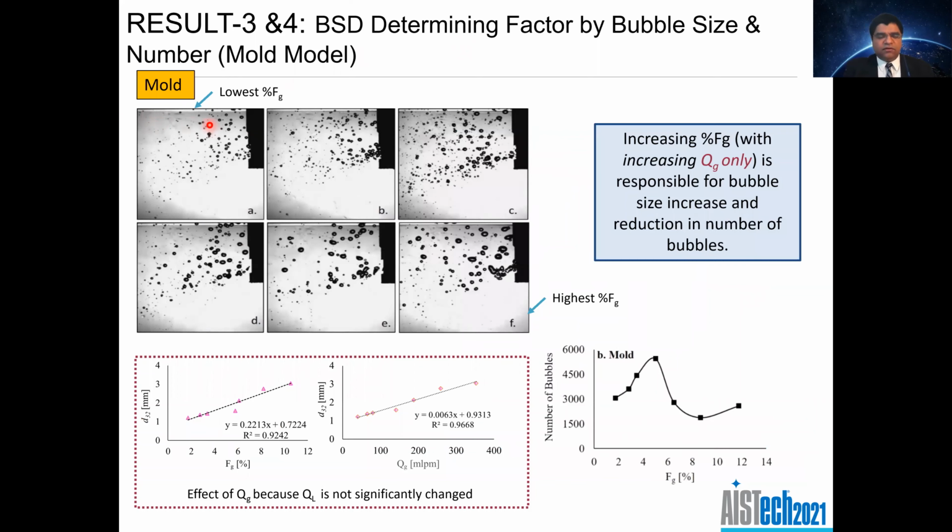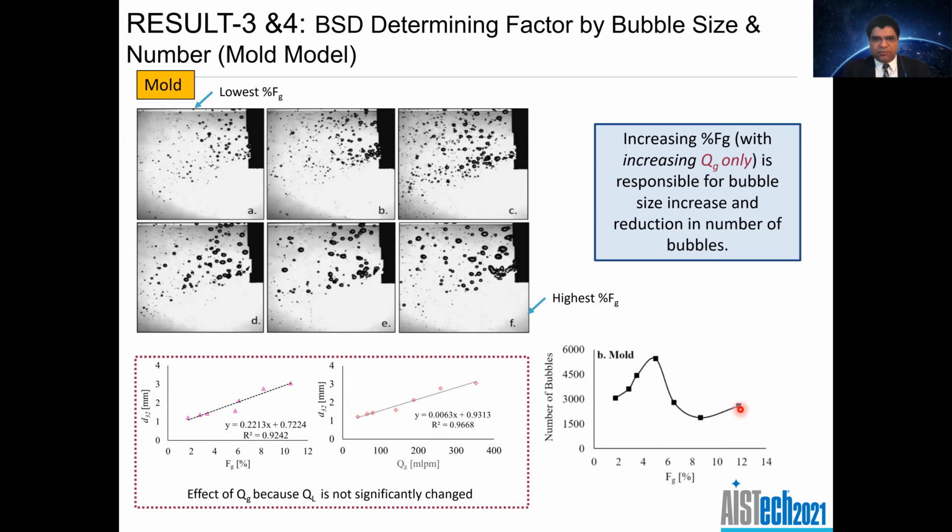Here you can see I have put different shadow graphs from the lowest percentage FG to the highest percentage FG. From the lowest percentage FG we have very small bubbles, and for the highest percentage FG we have big bubbles. We can also find the number of bubbles from this graph. When we increase the percentage FG, the number of bubbles increases initially, then after a certain percentage FG value, it starts to reduce.